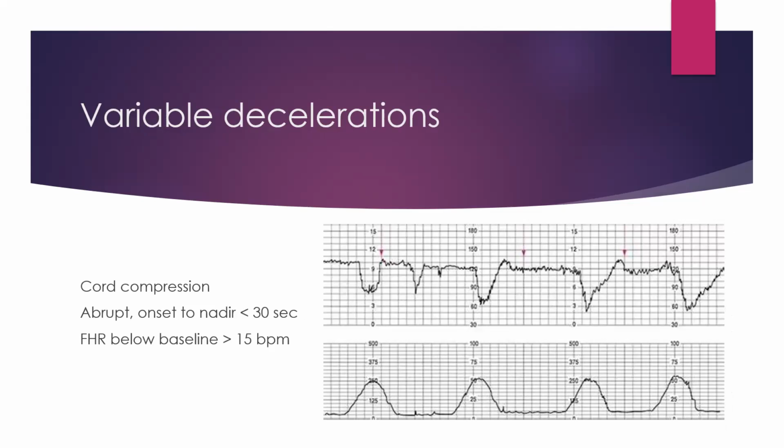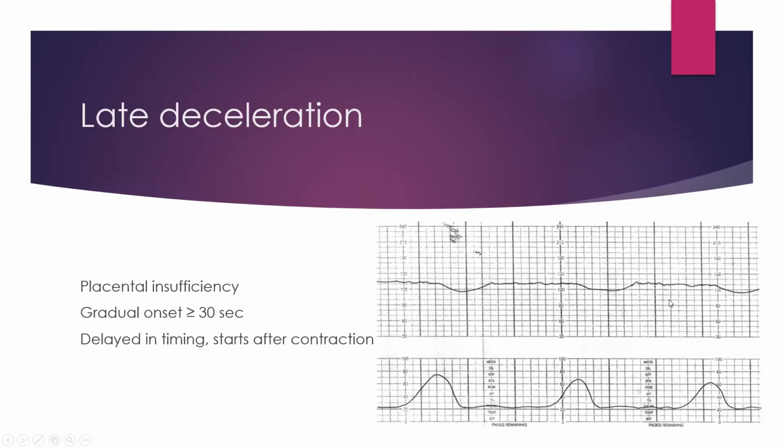Variable decelerations. Variable decelerations are associated with cord compression. So oftentimes in the uterus, the umbilical cord can be compressed, which reduces the blood flow to the fetus, and that's represented in a variable decel. The notable thing about this is it's an abrupt onset to the nadir, which is the furthest point away from the baseline of the deceleration. So it's going to be a nice, quick, fast slide. And part of the criteria is for the fetal heart rate to reach at least 15 beats below the baseline, which you can see all of these are representative of.